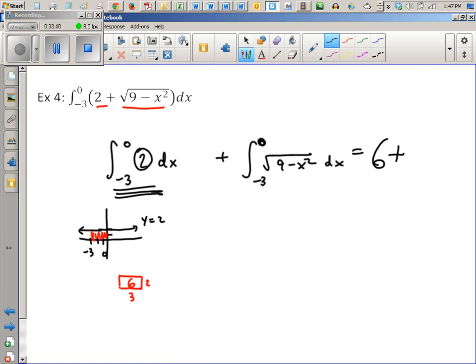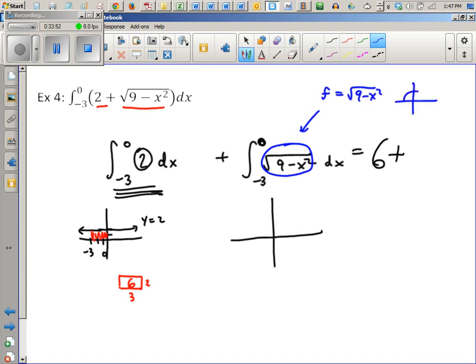Okay, the second one is a totally different drawing. And this is just one of those functions you should know. This is the graph of square root of 9 minus x squared, which is the graph of a semicircle centered at the origin with a radius of 3. So some of you knew that, I could tell, in class, and others didn't. But that's an important one to know.